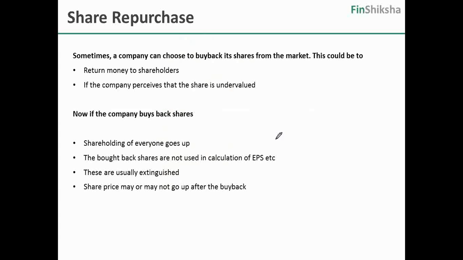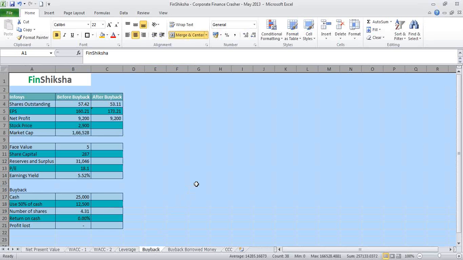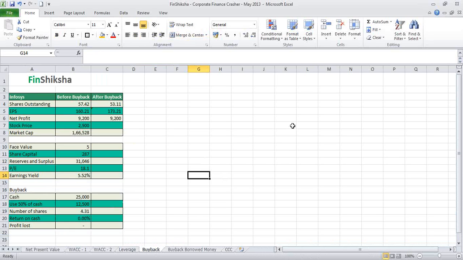Quickly understand share repurchase as one of the final topics of today. So let's go very quickly to our Excel file and understand share buybacks. I'm taking the example of Infosys, the Indian company, and this should help us understand things.